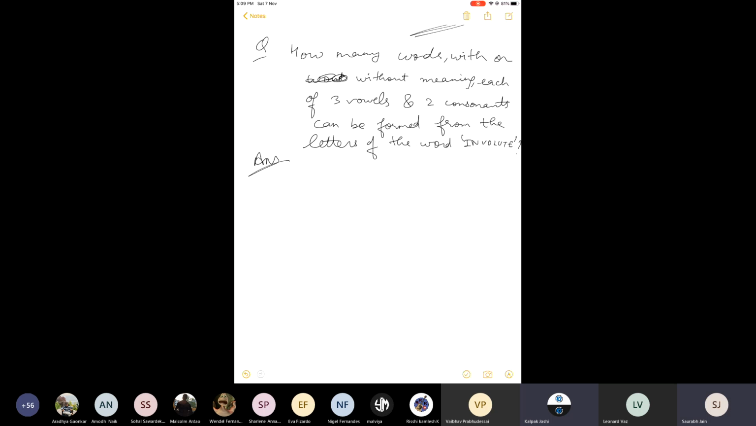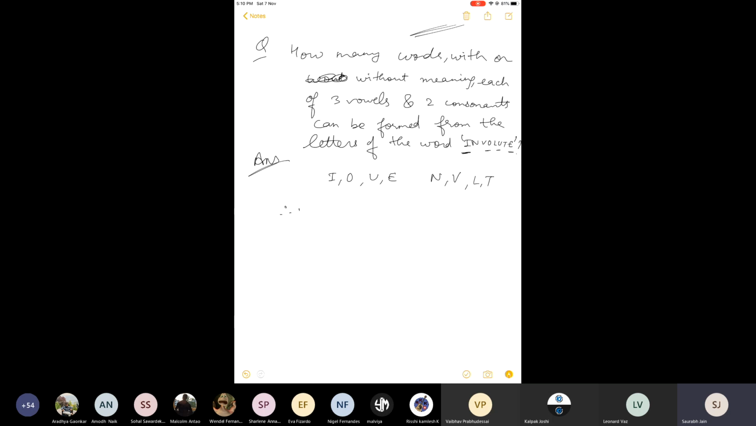Okay. So this last question. The vowels are I, O, U, and E. Let us write them here. These are the vowels present here, and the consonants are N, V, L, T. All right. Now, basically, we have to arrange because we have to form the words, but there is a limitation that 3 vowels and 2 consonants should be there. So that means it is a 5 letter word, containing 3 vowels and 2 consonants.